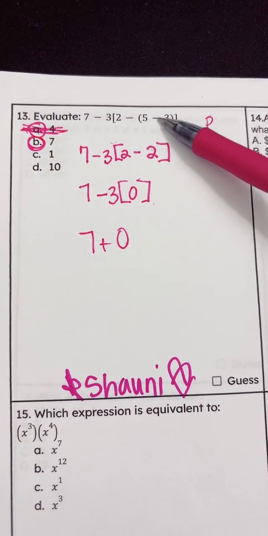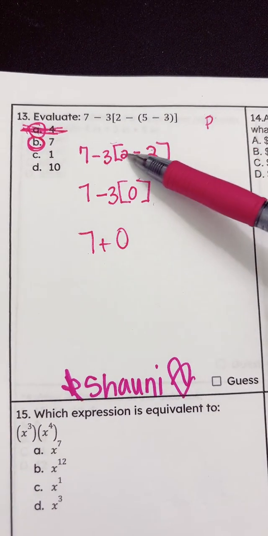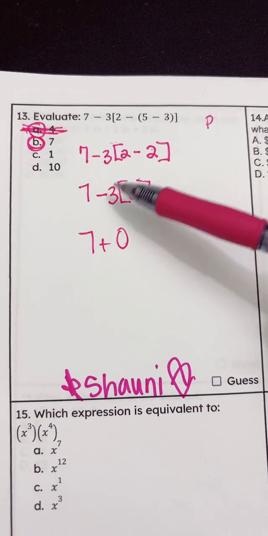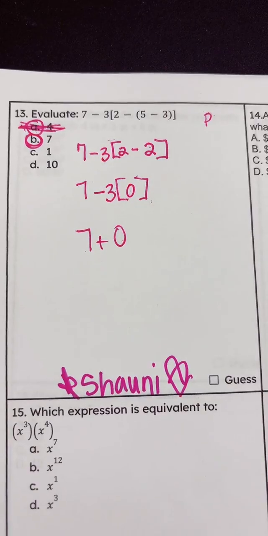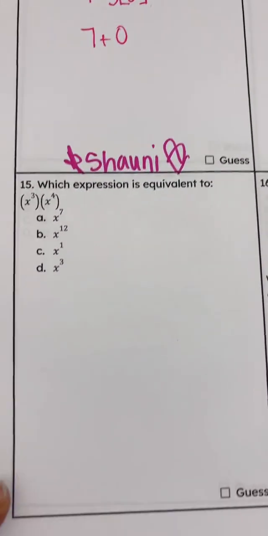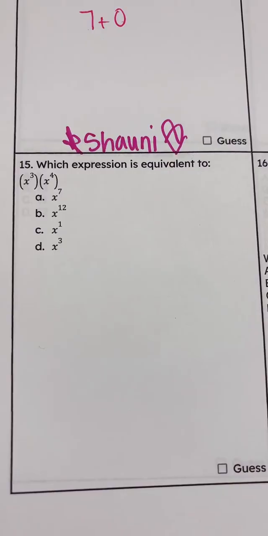So remember, we start with the innermost parentheses. Oh, okay, got it. Good, wonderful. Okay, excellent. All right, let's go to 15.